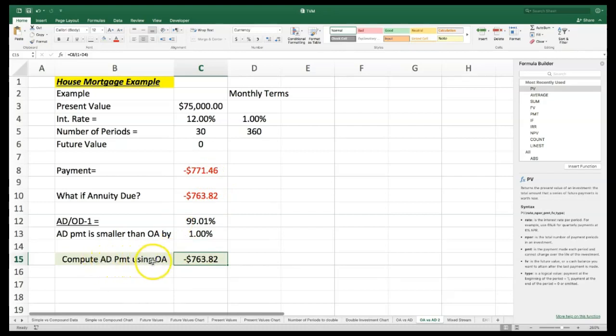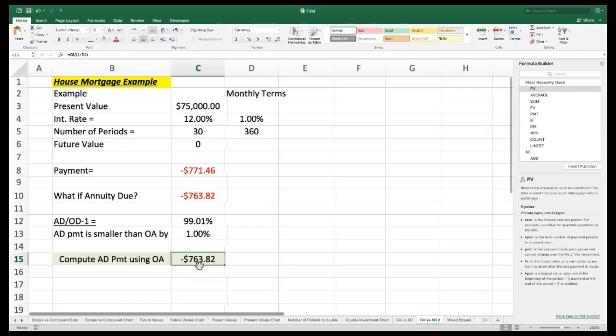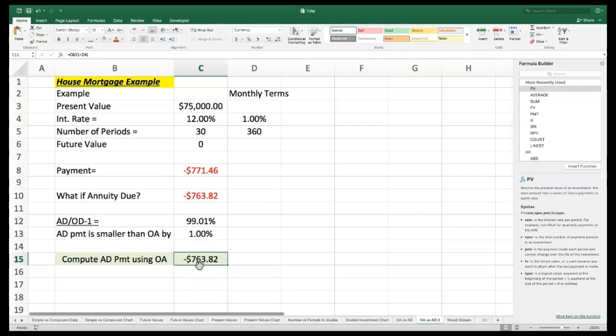To demonstrate that, I could have simply taken the ordinary annuity payment of $771.46 and divided it by 1 plus the interest rate, 1 plus 1%, or 1.01, and come up with the exact payment as I did with the Excel payment function of $763.82. So to recap, the future value and present value of an annuity due will always be larger than the present value and future value of an ordinary annuity, but the payments to an annuity due will be smaller than the payments for an ordinary annuity, and the difference is the amount of the interest rate.